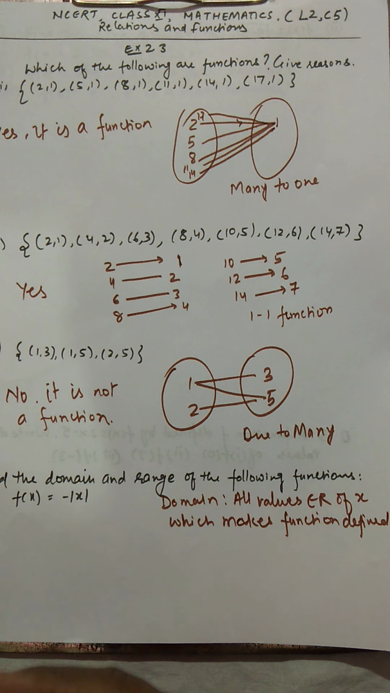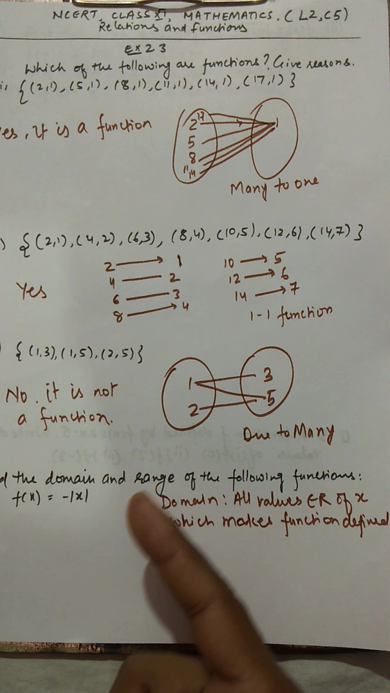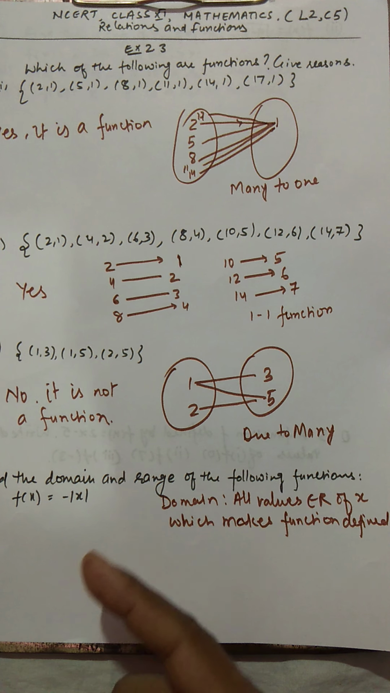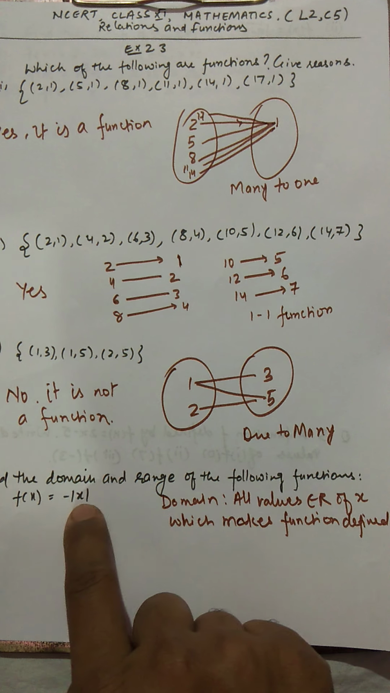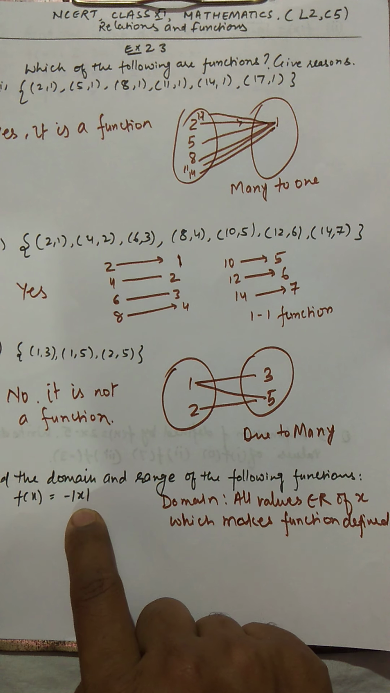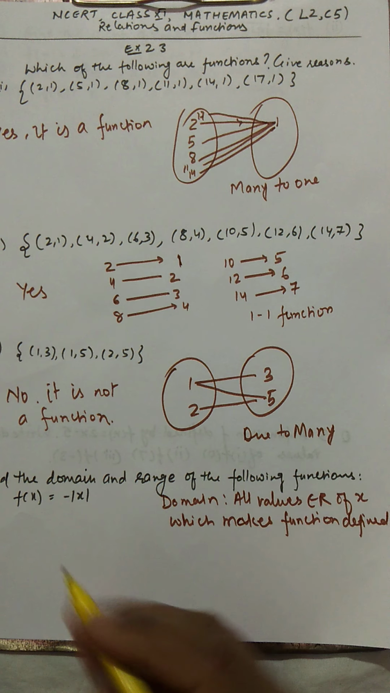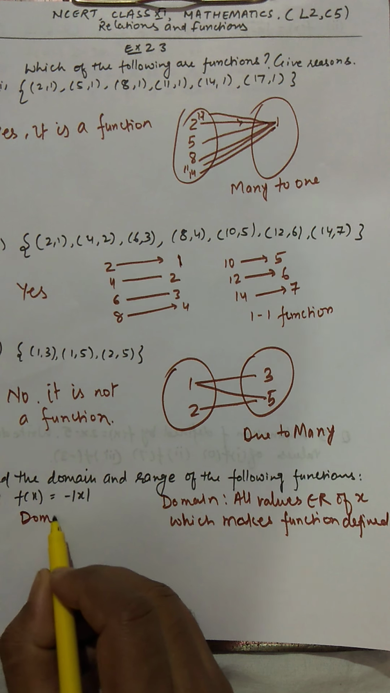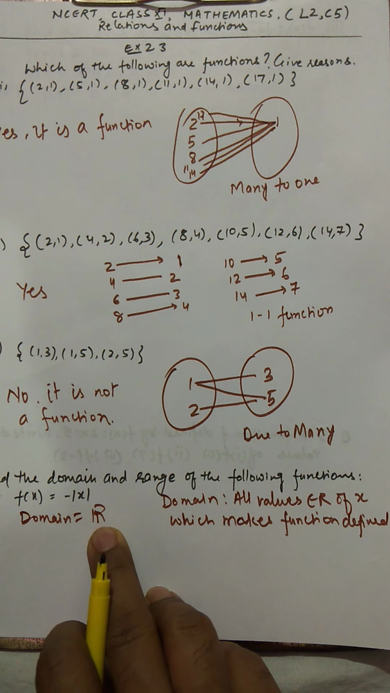So you have to take care that the value of x which makes the denominator 0 should not be in the domain. So at that time you have to see the function. Here you can see there is no square root and no denominator in this function. So all values of x belonging to R will be the domain. So we'll write the domain as complete R. R means real numbers.